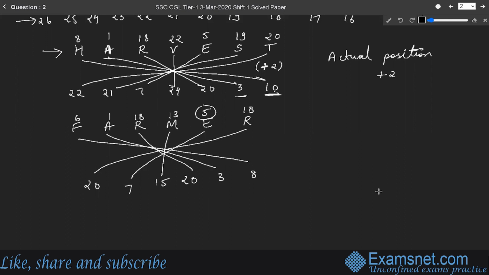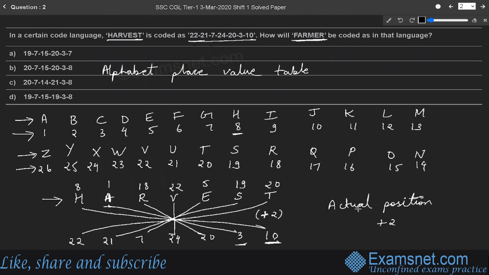Now, what we have to do is we have to write these numbers in a sequence. So the numbers are 20, 7, 15, 20, 3 and 8. So this is the correct code for the word farmer. Remember that the concept here is adding 2 to the actual position. I hope you are clear with this question. And the correct option for this question will be option B here. In this type of question, all you have to do is understand the logic or the pattern behind the question. Then you can easily solve this kind of questions.